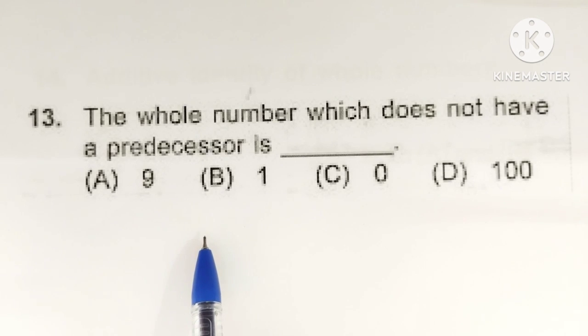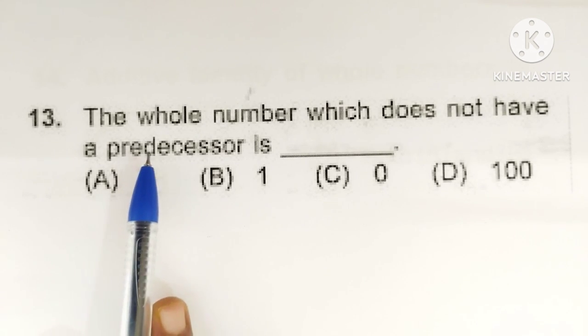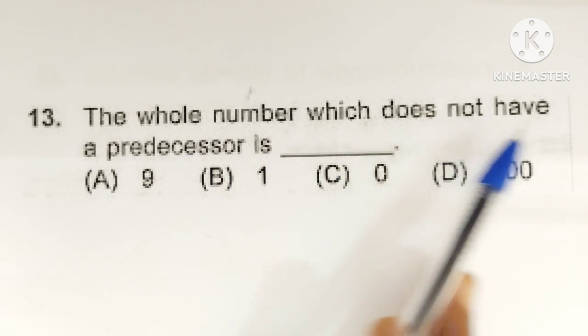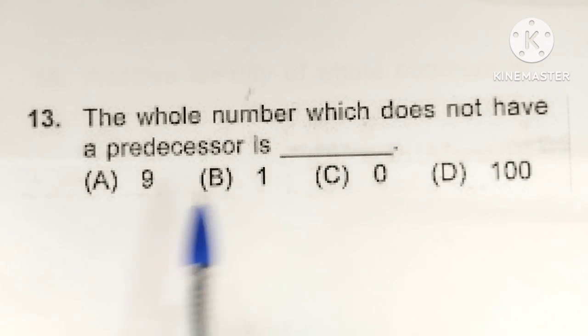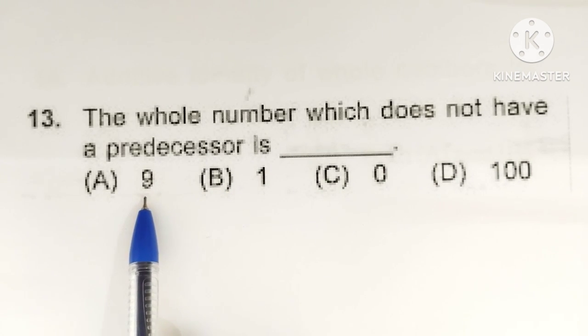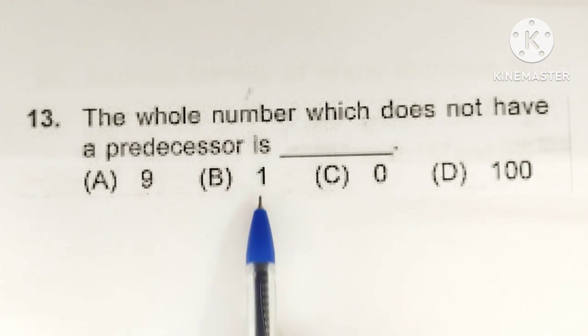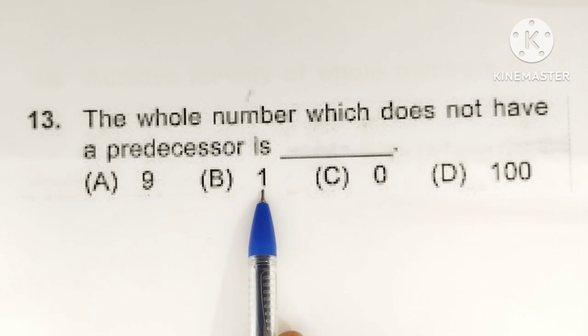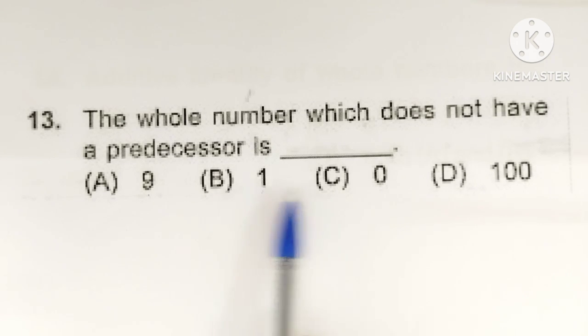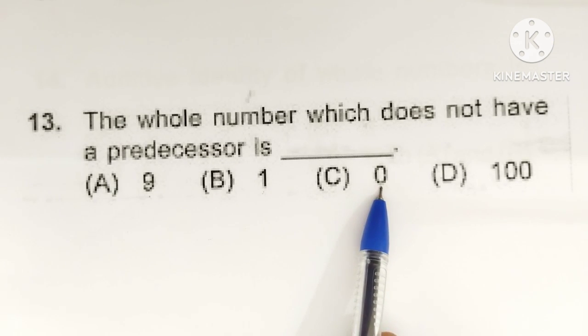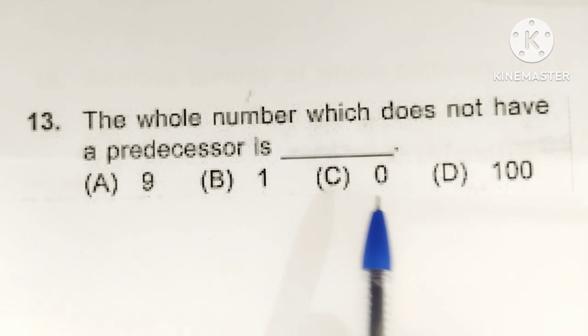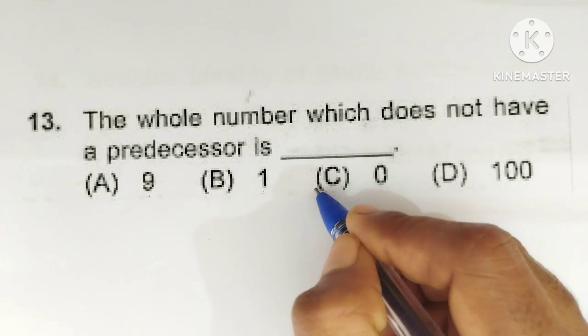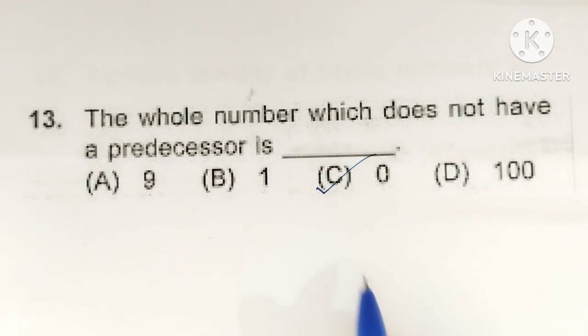13th one. The whole number which does not have a predecessor. Here 9 is a whole number which has a predecessor. The predecessor of 9 is 8. And 1 is a whole number. 1 has the predecessor 0. Here 0 is a whole number, but it does not have any predecessor. So option C is the correct one. 0 does not have any predecessor in whole numbers.